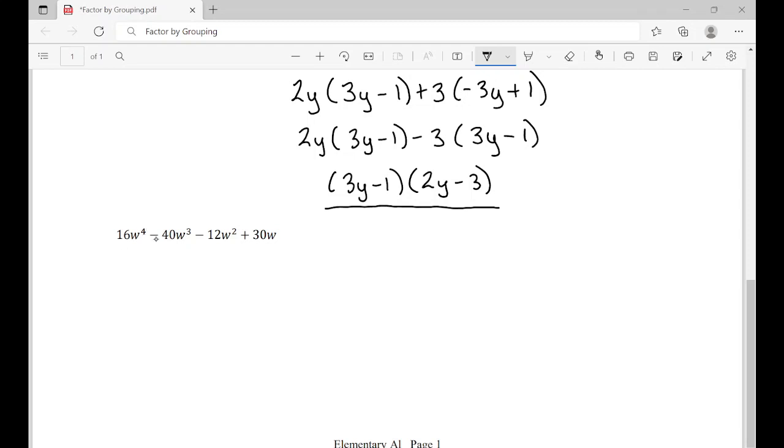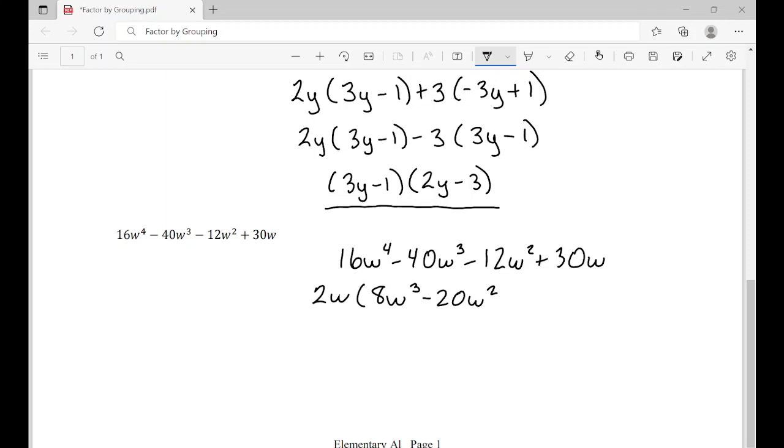Last, 16w to the fourth minus 40w cubed minus 12w squared plus 30w. Like before, I'm going to look for the GCF, and with this one, I actually do have a GCF. I see there's a w in common to everything, and I see that all these numbers are even, so I can factor out a 2w. So when I do that, I get 8w cubed minus 20w squared minus 6w plus 15.